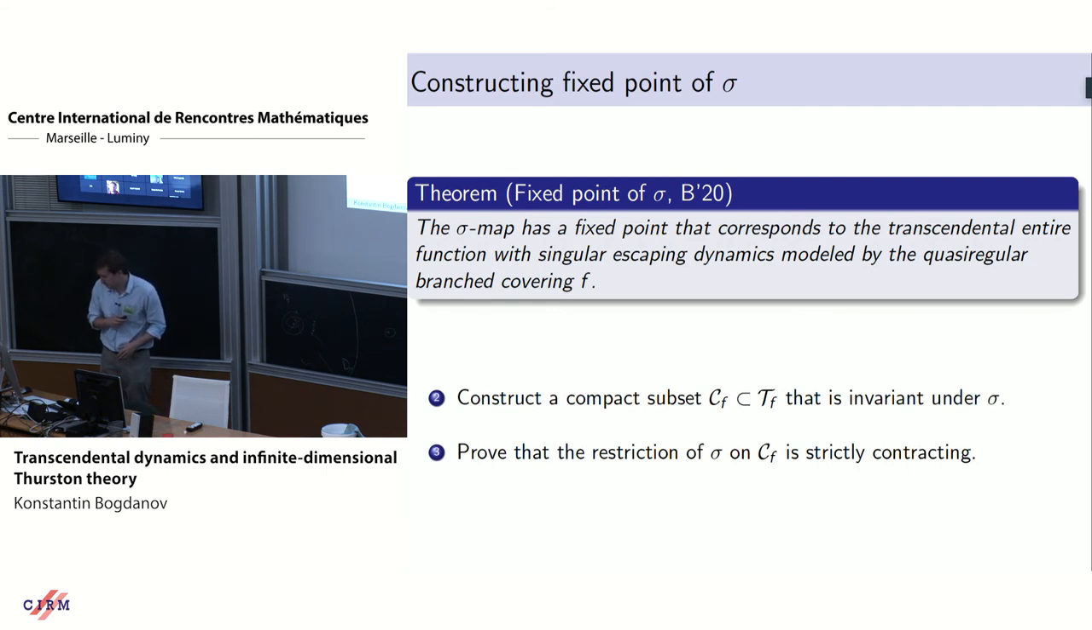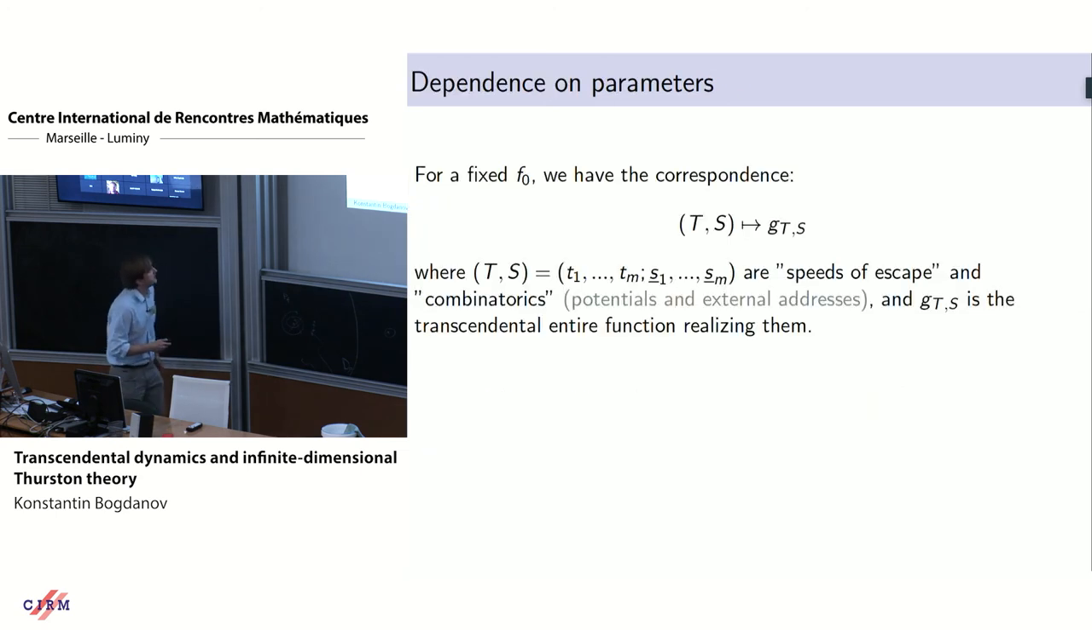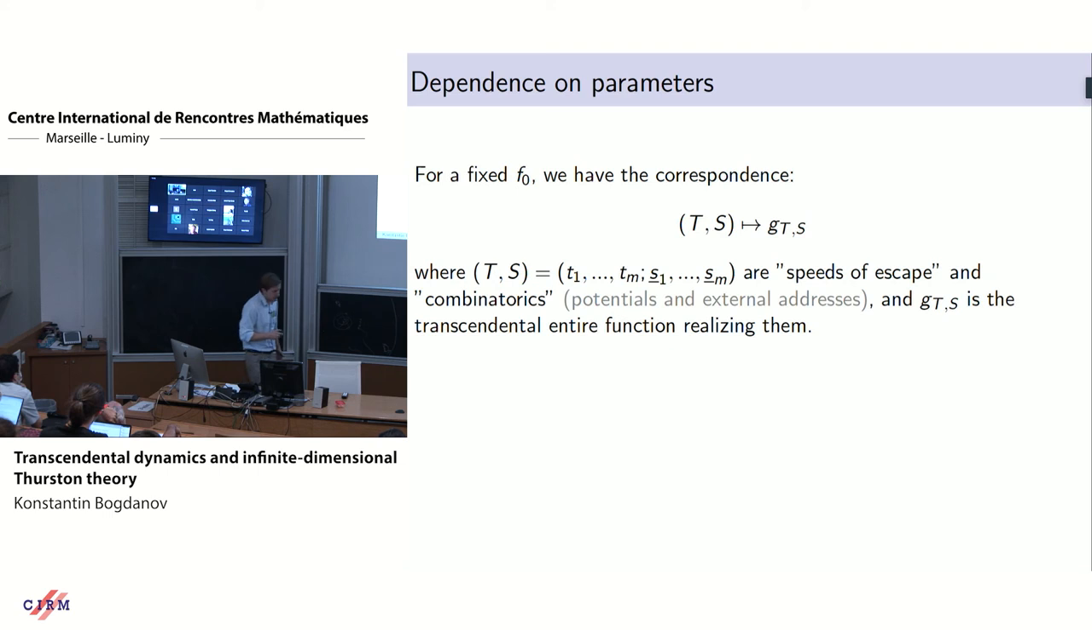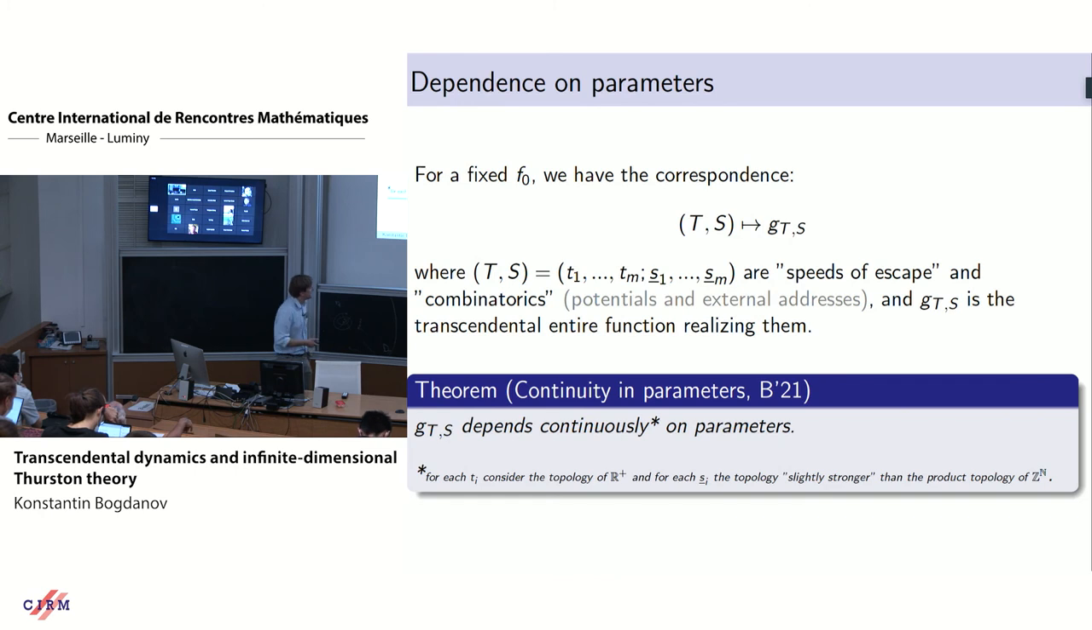The last thing I want to say before the conclusion is that we can also study the dependence on the parameters. If we fix the function f naught and the parameter space, then in the classification theorem we get our list of the desired speeds of escape and combinatorics, and now we want to check how exactly this function G realizing the speed of escape and combinatorics changes when these parameters are changing. The short answer, without going into the details, is that it is simply continuous.